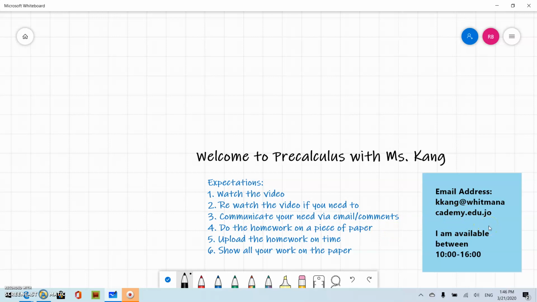When you do homework, unless it's an online homework, make sure you do it on a piece of paper. Take a picture, and upload the homework on Google Classroom. There will be a submission if you need a paper homework. And make sure you show all your work, since that's one way for me to see if you understood the concept.